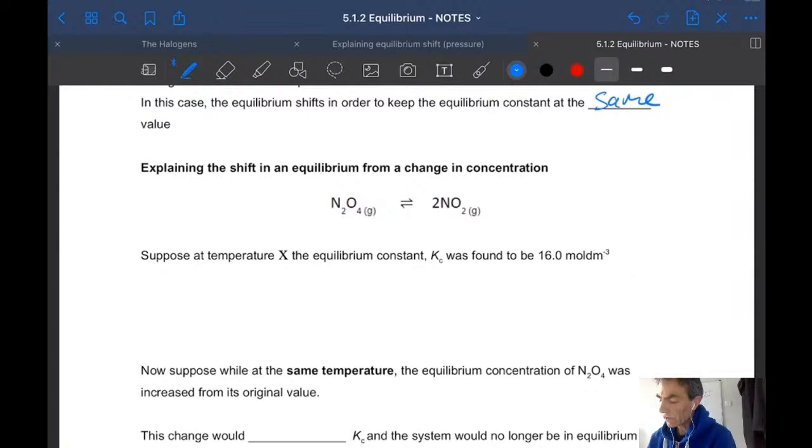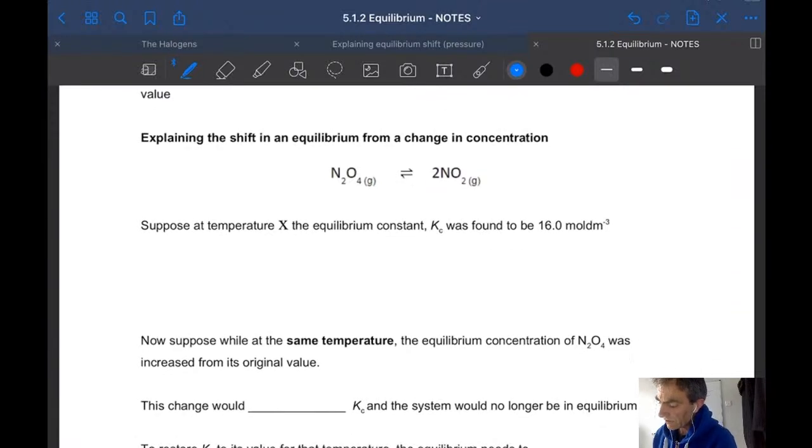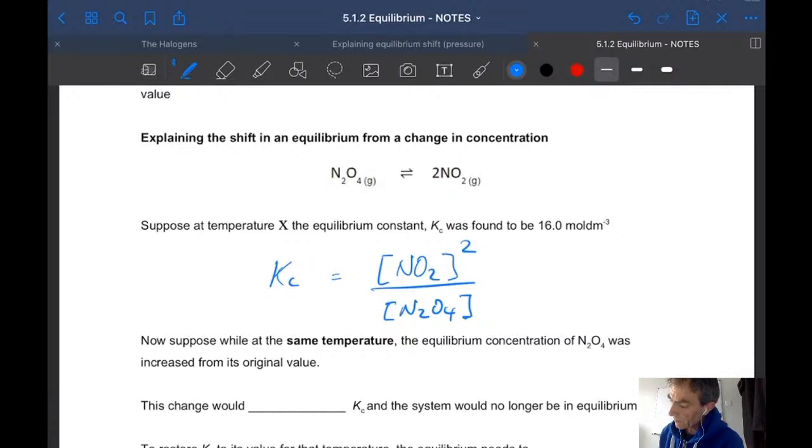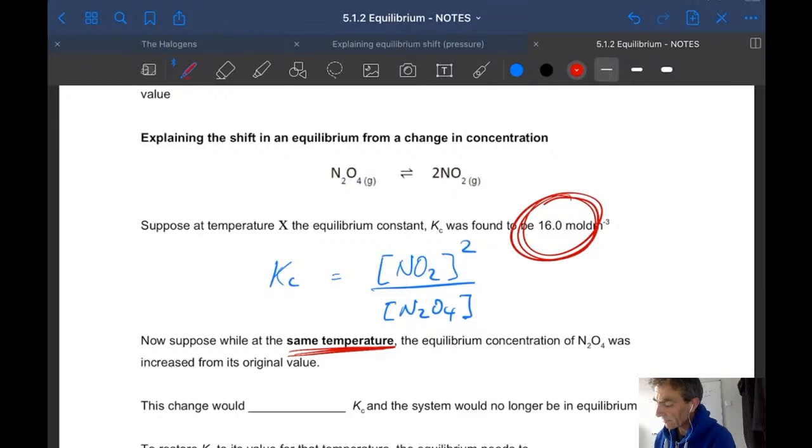Right, so the easiest one is explaining the change in concentration. So suppose at temperature X, the equilibrium constant Kc was found to be 16 moles per decimeter cubed. The Kc expression for the equilibrium above is, now we've got concentrations here, so I need square brackets, NO2 squared over N2O4. Now suppose while at the same temperature, and that's key, the temperature's the same, so we've got to keep Kc at 16 moles per decimeter cubed.